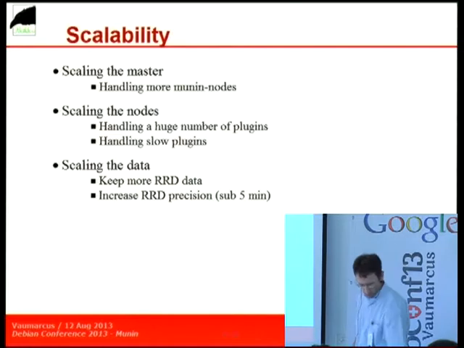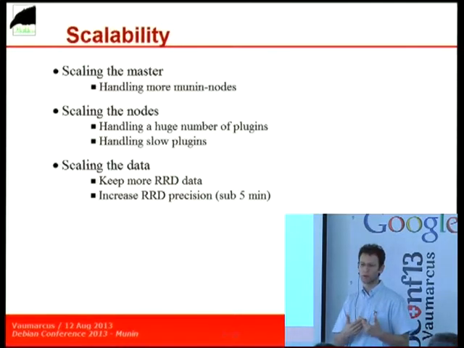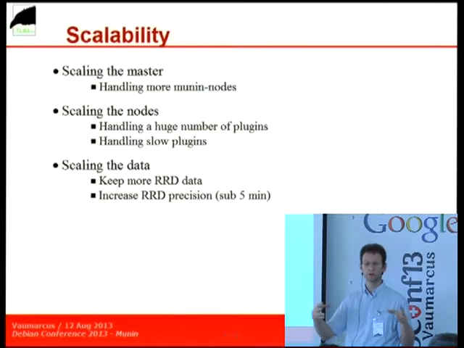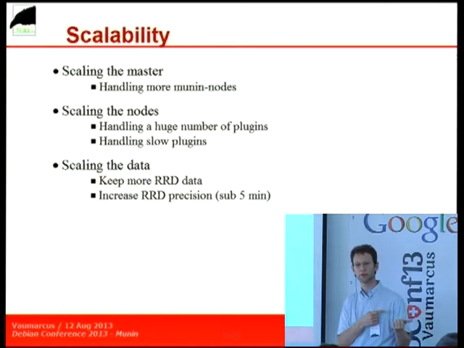So now we go to scalability. That's the biggest focus of 2.0, because the first one was the zooming part. And zooming just showed that you can have huge data files, since it's not very useful to zoom on 1 year of history if you don't keep the finer granularity in RRD 1 year back. So that will be scaling the data at the end.